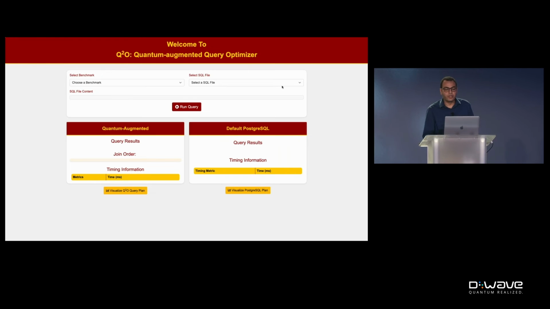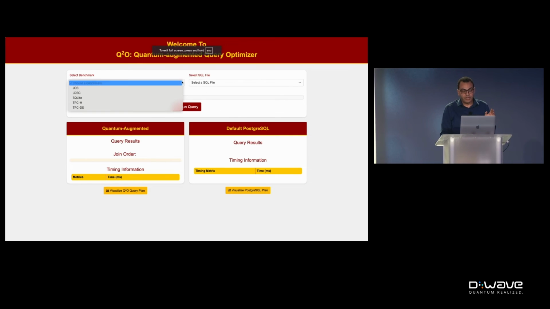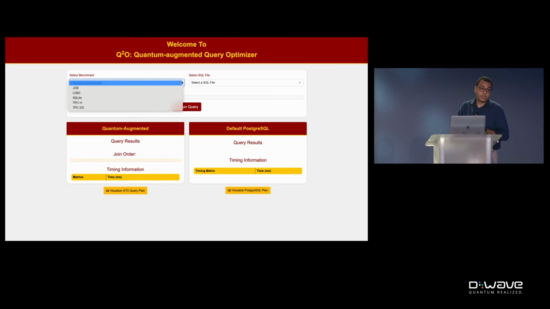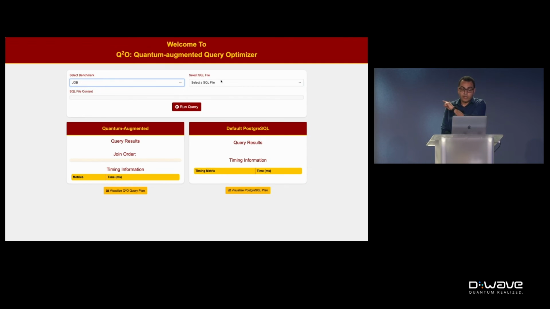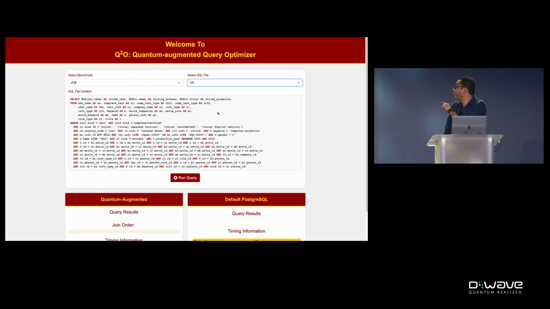So I'm going to show you here a real demo of our system compared to the default Postgres. In this demo, we prepared a list of different complicated workloads from the database community. As you can see, I'm going to select the JOB workload. This is the same one that we used in our experimental evaluation. So I'm going to select it here, and then pick one of the queries in this workload. I'm going to select this Q1.